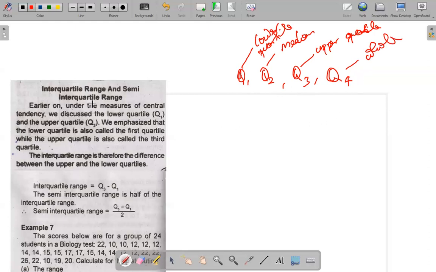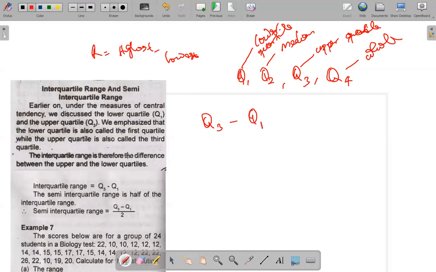So interquartile range. Remember, range is the difference between the highest and the lowest within a given data set. Now we are talking about interquartile range here. So the interquartile range will be the difference between the upper quartile Q3 minus the lower quartile Q1.